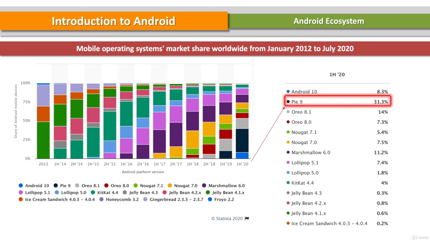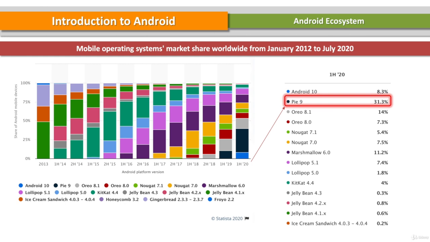Now, you may remember that developers at Google previously named Android versions after certain items of confectionery, but in a break from tradition, the latest release in September 2019 is simply called Android 10, which had a share of 8.3% 7 months after its first release.